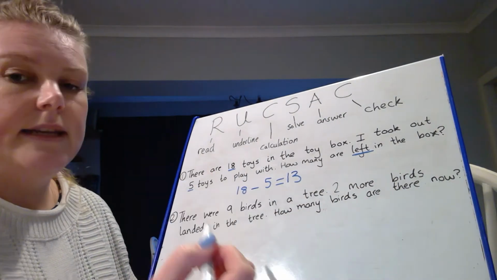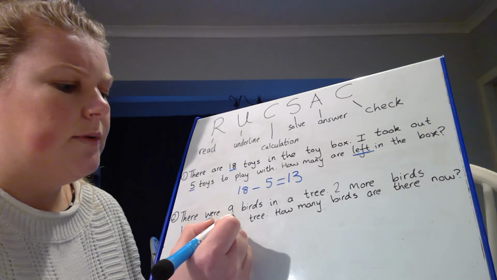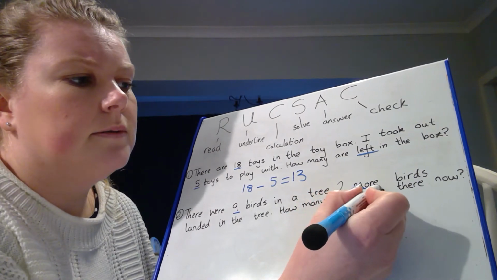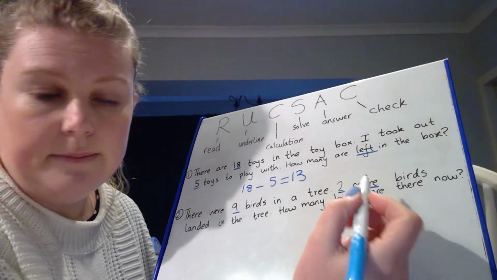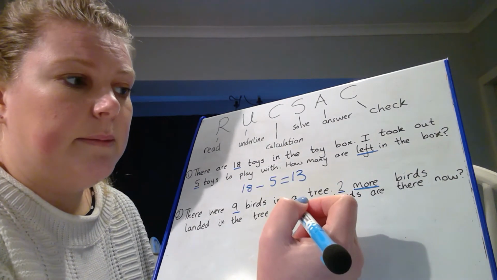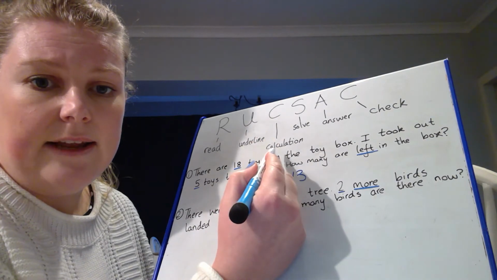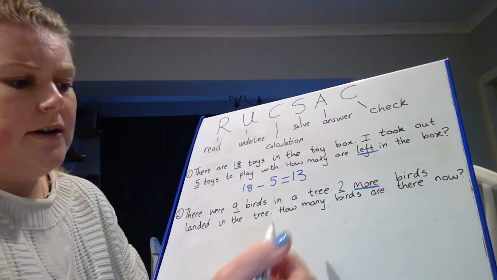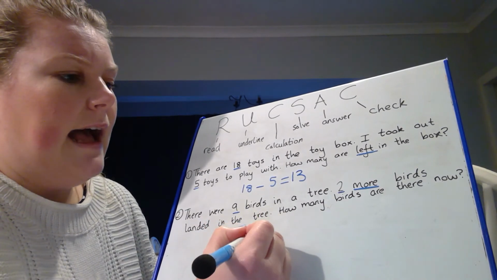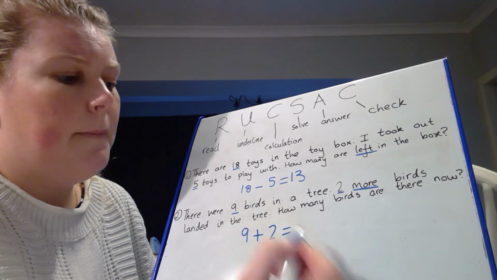So I need to underline the important parts now, don't I? So 9 is important because that's how many birds there are. And then 2 more. Oh, that word more is important because already it's telling me that there's going to be more birds. The number's going to be bigger, which shows we're going to be adding for our calculation. Okay, so let's write down our number sentence. So we're starting with 9 birds. And we are adding 2 more. So we're going to do 9, add 2 birds.